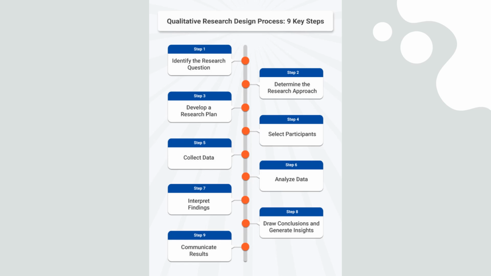And step 9 is communicating your results. Prepare a report or a manuscript to communicate your research findings. Present your qualitative data, analysis, interpretations, and conclusions in a clear and organized manner. Consider sharing your findings through presentations, publications, or other appropriate dissemination channels.